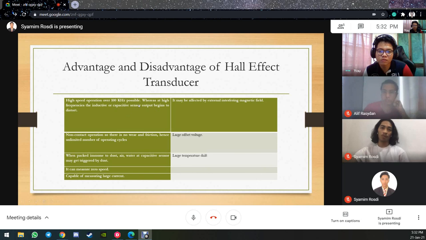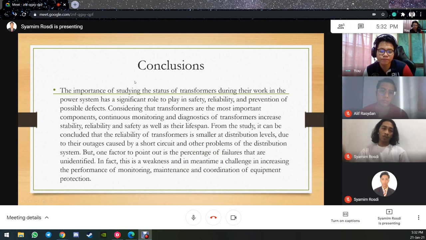Next, the conclusion. The importance of studying the status of transformers during work in the power system has a significant role to play in safety, reliability and preventing possible defects. Considering that transformers are the most important component, continuously monitoring and diagnosing transformers increases stability, reliability and safety as well as their lifespan.